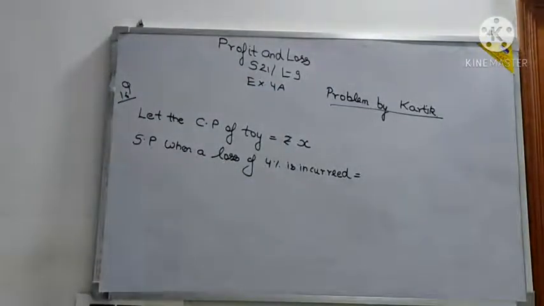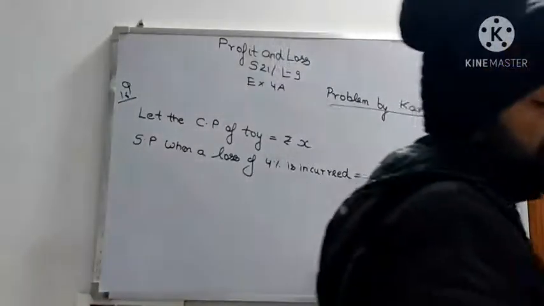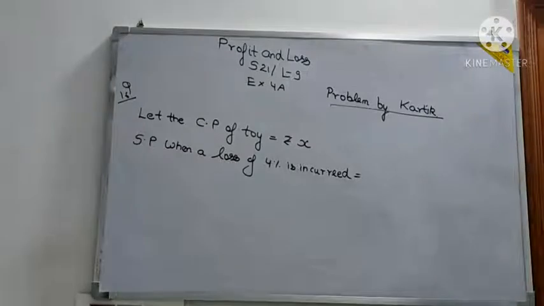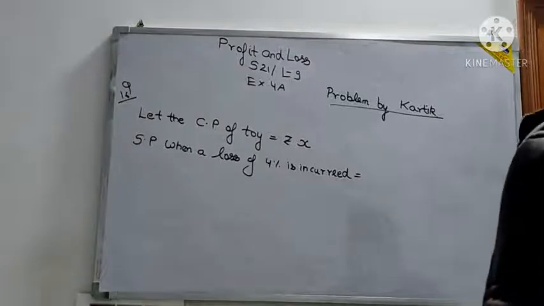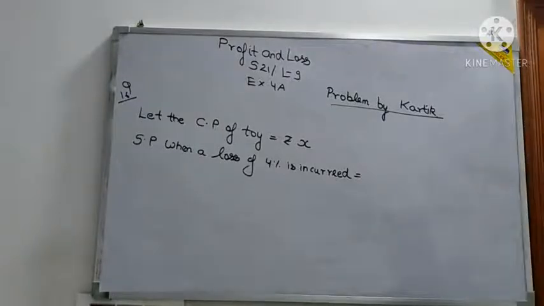Now see, we already know one formula for the calculation of SP when CP and loss percent are given. What is that formula? Already you know. So it will be 1 plus, see here profit or loss. So here loss is there, so it will be 1 minus R by 100. Okay. So whenever loss is there, we are doing minus here.